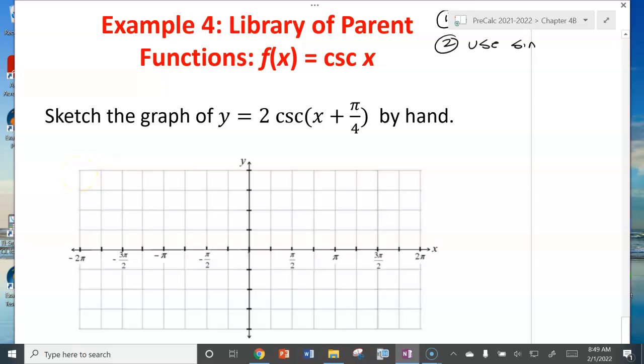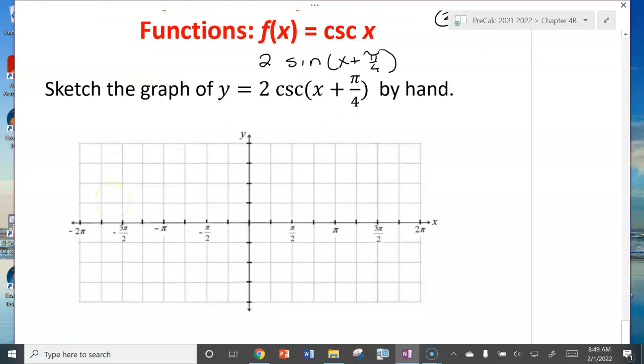So right here we have 2 times cosecant of x plus pi over 4. So instead of graphing that, I'm going to graph 2 sine of x plus pi over 4. That's your first step. Switch it to the 2 sine of x plus pi over 4. So reminder from last time, that means amplitude equals 2. Our period is going to be 2 pi, and our phase shift is negative pi over 4.